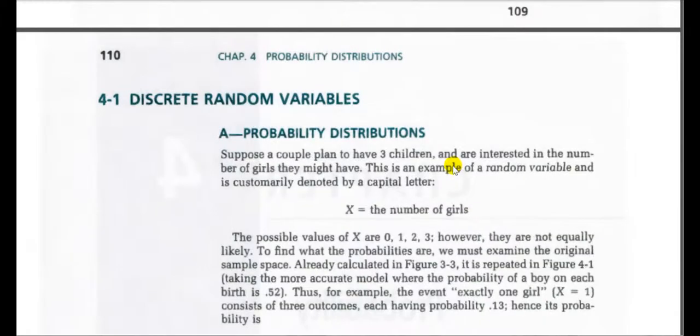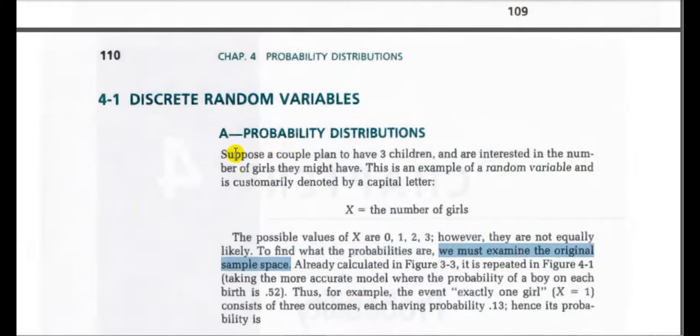So chapter 4 is probability distributions. Suppose a couple plan to have 3 children, and they're interested in the number of girls they might have. This is an example of a random variable and is customarily denoted by a capital letter, capital X in this case, the number of girls. The possible values, of course, are 0, 1, 2, or 3 girls. However, they are not equally likely. To find what the probabilities are, we must examine the original sample space.